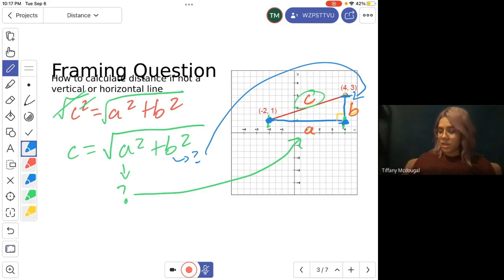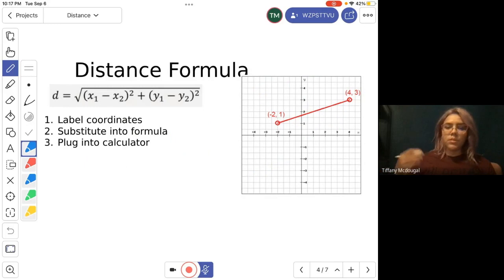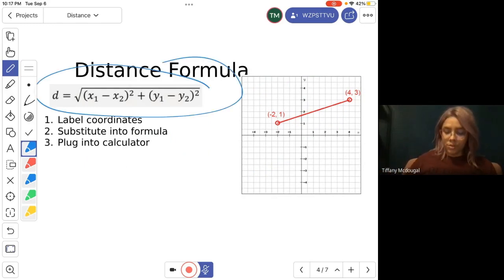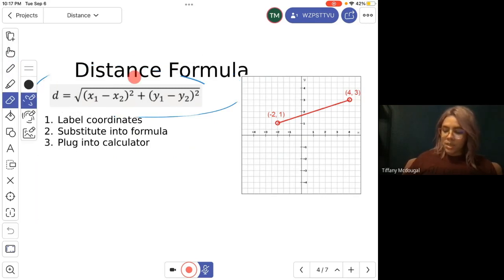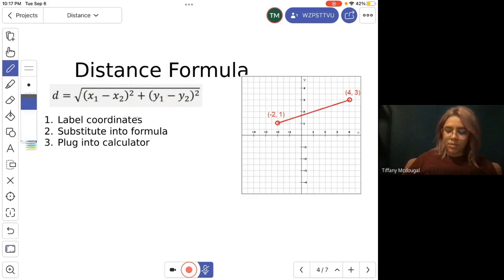But let's see what it looks like in action. So here's our first example. Go ahead and write this formula down in your notes. And let's see what a problem like this would look like. And I have some steps here for you, or like a little criteria for success, if that helps you organize the information in your brain a little bit easier. So you can write those down if you want to.